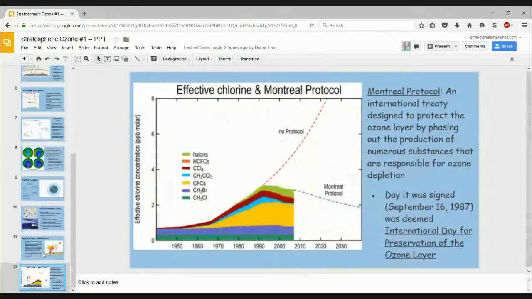About this issue, policymakers came together into the Montreal Protocol, passed on September 16, 1987. The protocol is an international treaty, an international effort designed to protect the ozone layer by phasing out the production of numerous substances that are responsible for ozone depletion. We celebrate the day that it was signed as the International Day for the Preservation of the Ozone Layer.